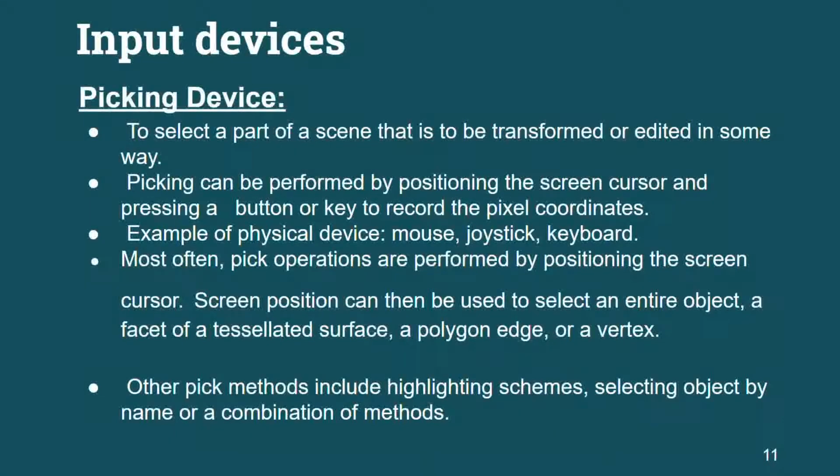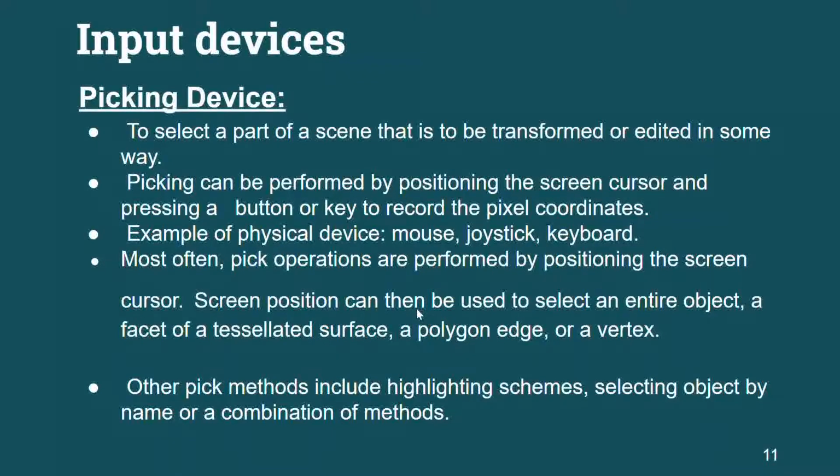Picking devices. A picking device is something we use to select an element in order to transform or edit it in some way. This action can be performed with a cursor, button, keyboard, joystick, etc. Let's say there are a lot of elements on a screen and we want to pick one of those elements, to select it so that we can edit or transform it. Then these devices come into play.